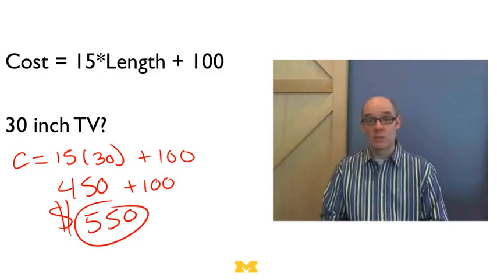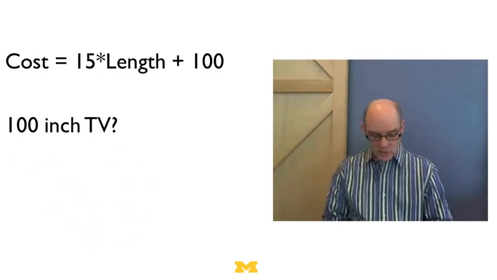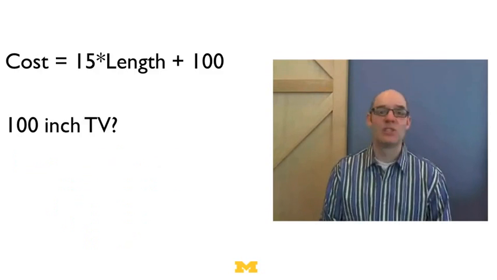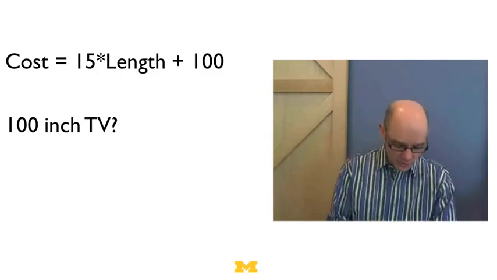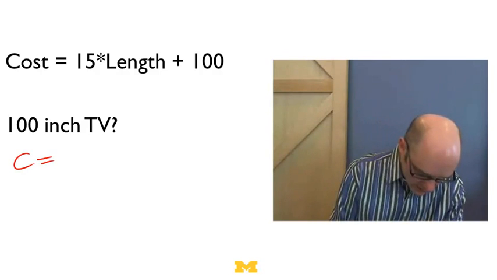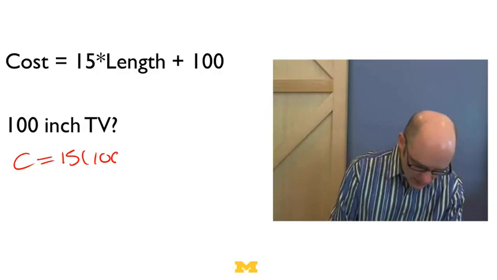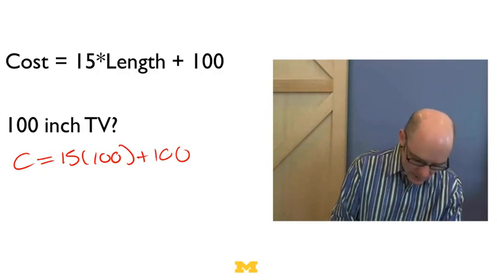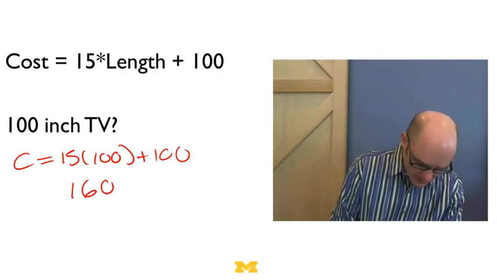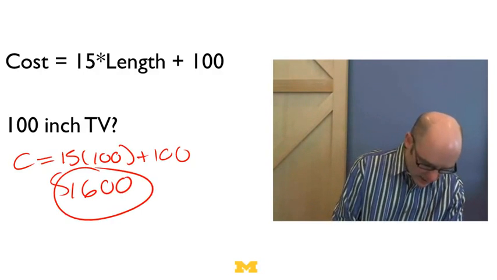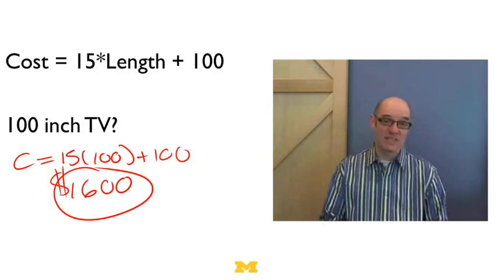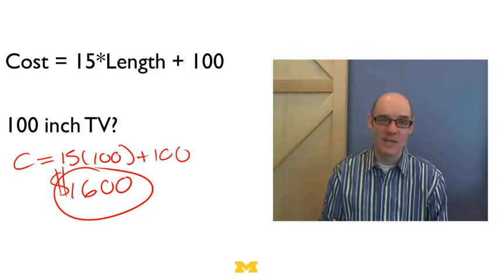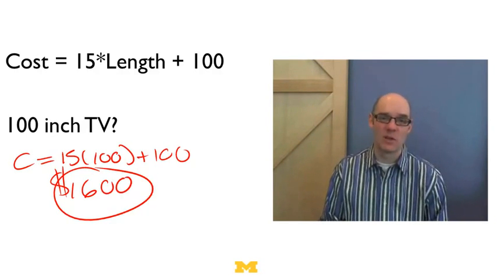Another thing you can do is use it to predict things that maybe don't even exist. So suppose you think, what if they made a 100-inch TV? How much would that cost? Well, if you assume this same relationship holds, you could just say the cost should be 15 times 100 plus 100, which is going to be $1,600. So you can think a 100-inch TV would be $1,600. Okay, so maybe you want to sit around and wait for that 100-inch TV to come out, or maybe $1,600 is too rich for your blood, and you're going to say, well, you know what, I'm happy with the 30-incher.